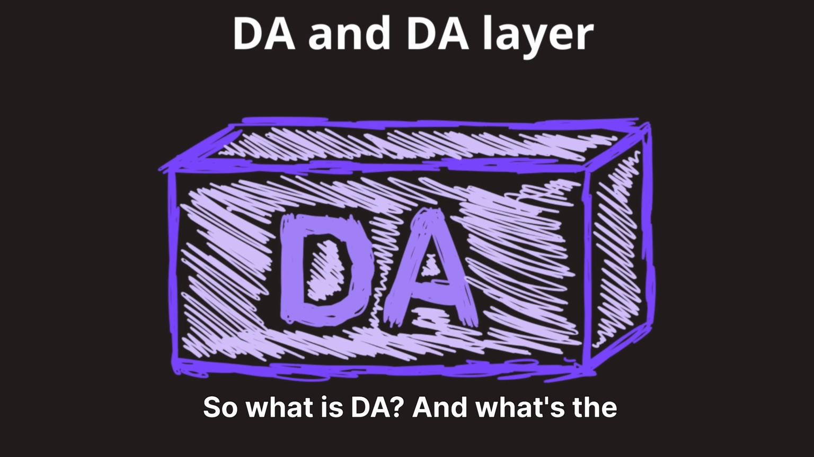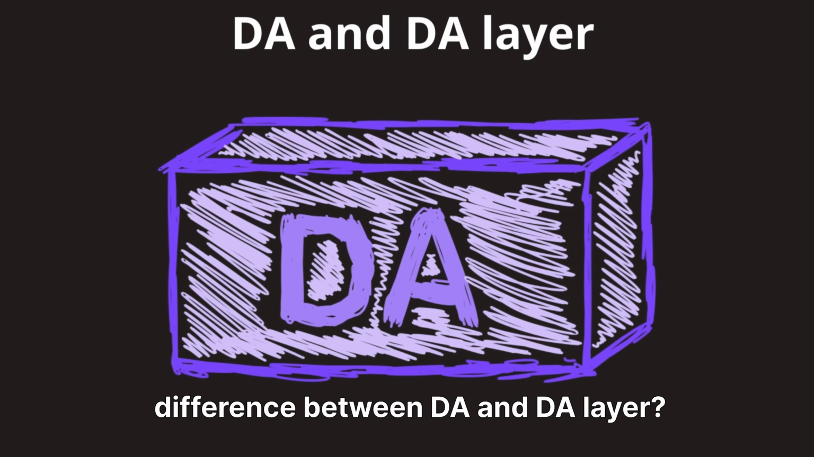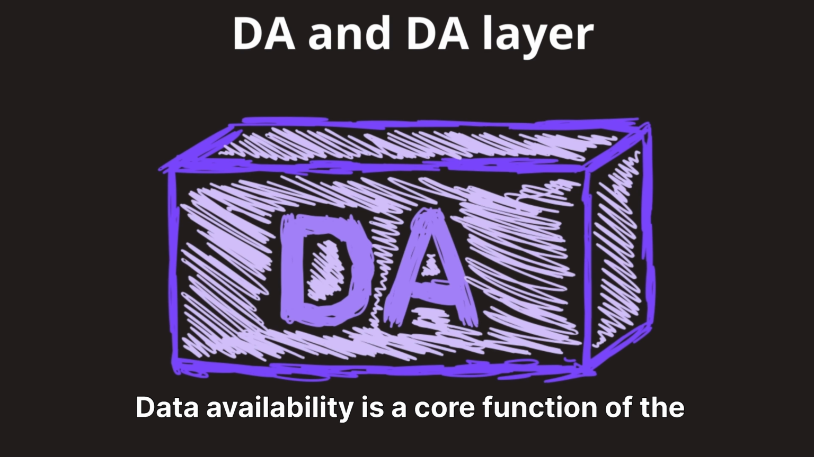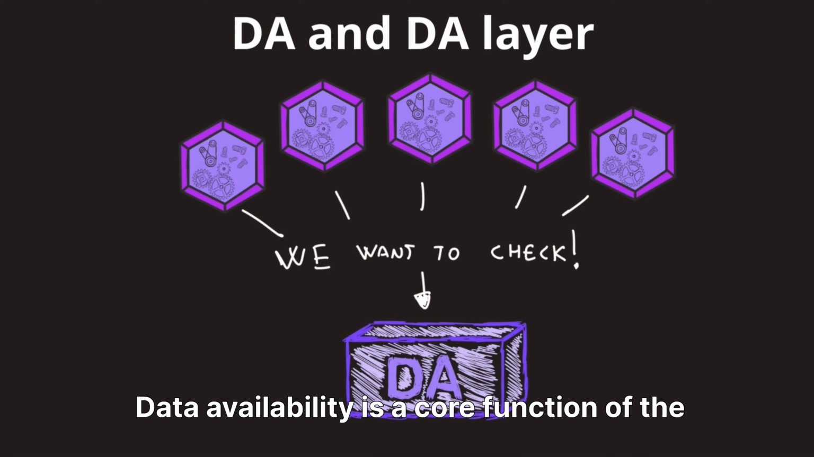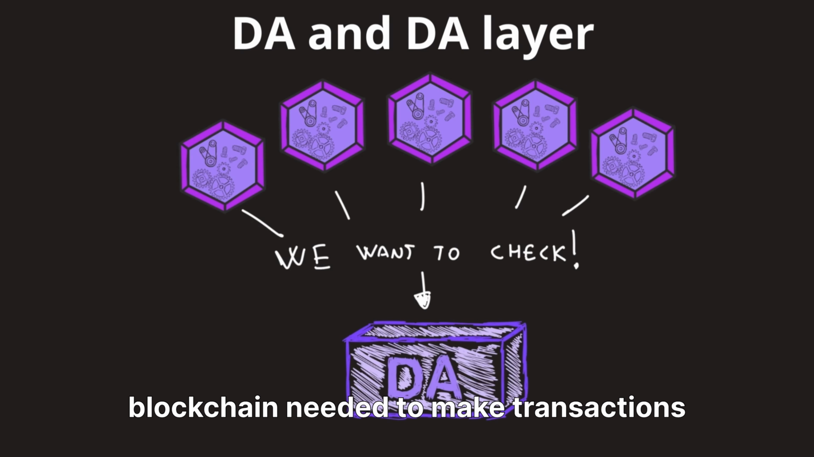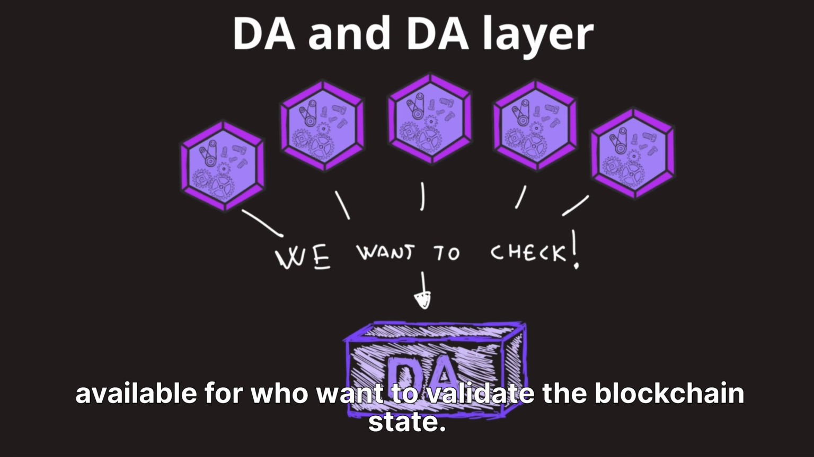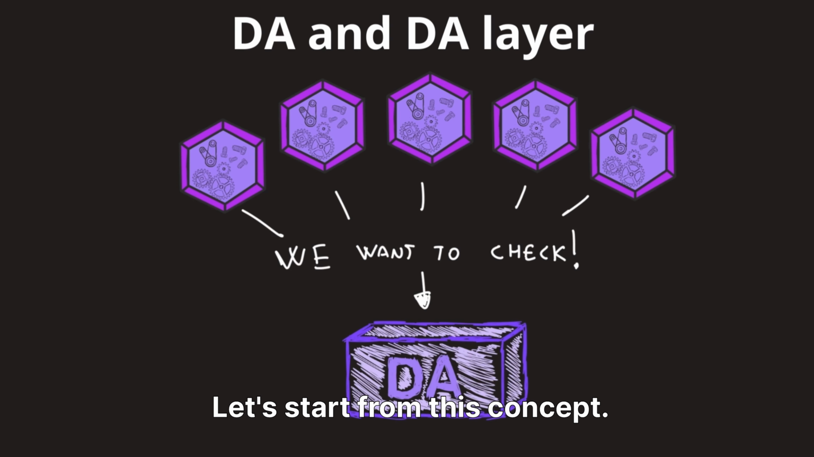So what is DA? And what's the difference between DA and DA layer? Data availability is a core function of the blockchain needed to make transactions available for whoever wants to validate the blockchain state. Let's start from this concept.